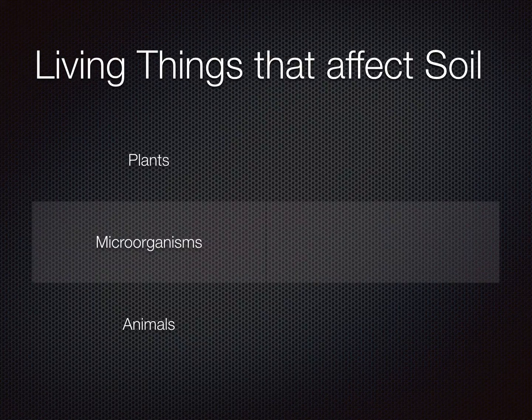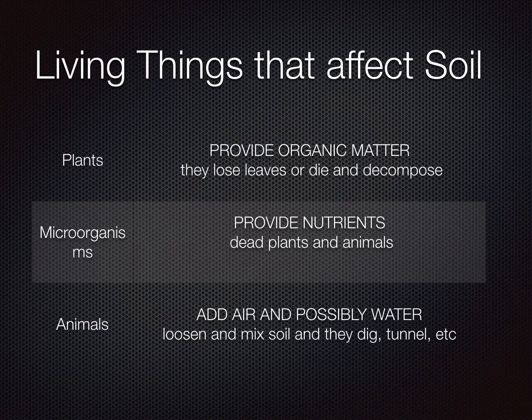There are 3 major categories of living things that will affect how soil is in an area. These are plants, microorganisms, and animals. They all provide something that's useful. Plants provide organic matter. They lose leaves or they die and they decompose. All these things are great for soil. Lack of plants affects how healthy soil is.